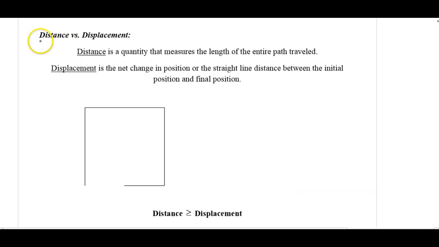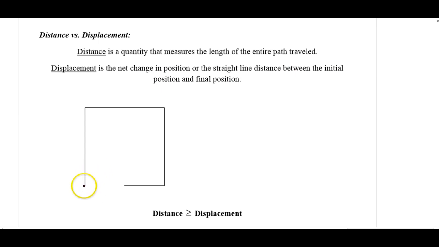Alright, now let's talk about the difference between distance and displacement. Distance is a quantity that measures the length of the entire path that's traveled, as opposed to displacement, which is the net change in position, or the straight line distance between the initial point and the final point, or the initial position and the final position.